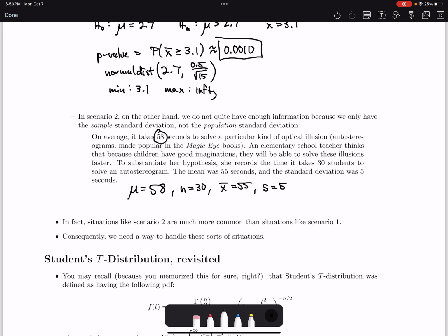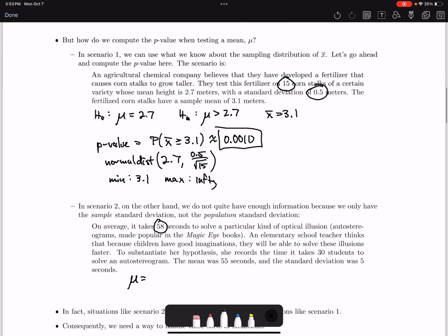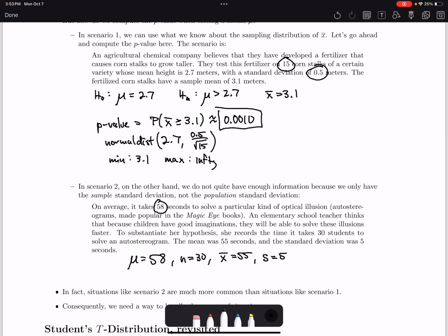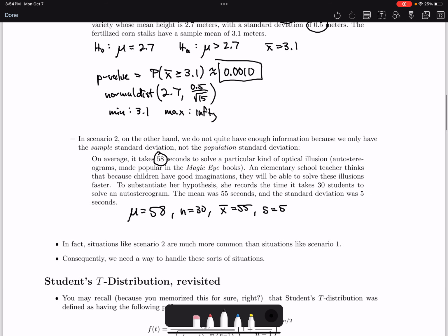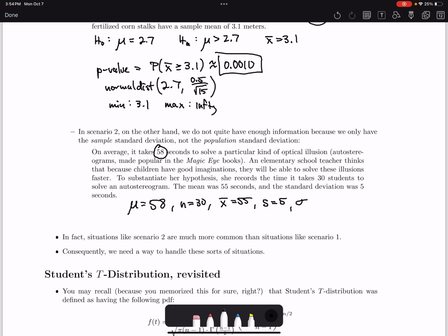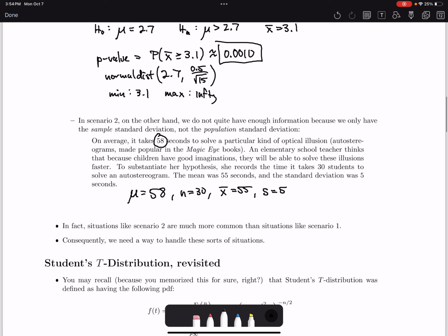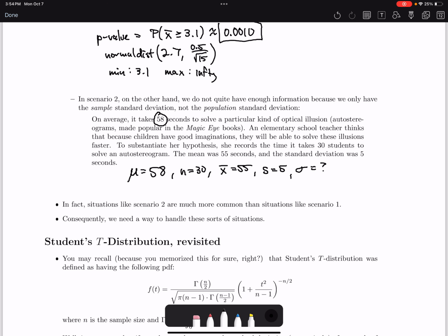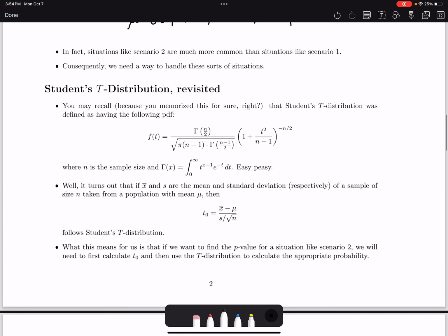But in order to use the normal distribution and compute the p-value this way, we need to know what the population standard deviation is. And that information was not given to us, right? The population standard deviation here is a big question mark. We don't know. And so we can't compute the p-value here the way that we did in scenario 1. In fact, situations like scenario 2 are much more common than situations like scenario 1. And so consequently, we need a way to handle those sorts of situations, and that's where Student's t-distribution comes into play.